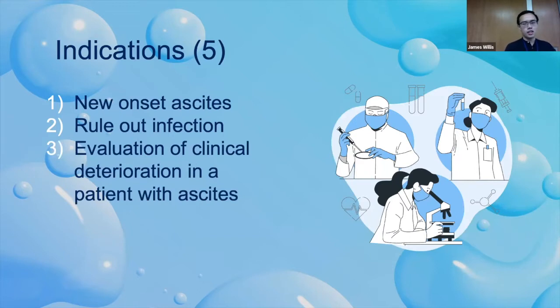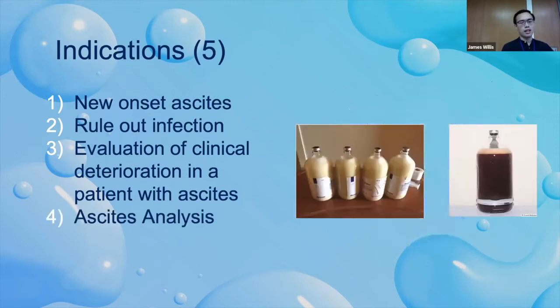Third indication is whenever a patient with ascites develops any clinical deterioration, such as fever, abdominal pain, tenderness, hepatic encephalopathy, metabolic acidosis, deterioration in renal function, etc. And also remember that, again, you can find things such as chylous, hemorrhagic, or eosinophilic ascites.